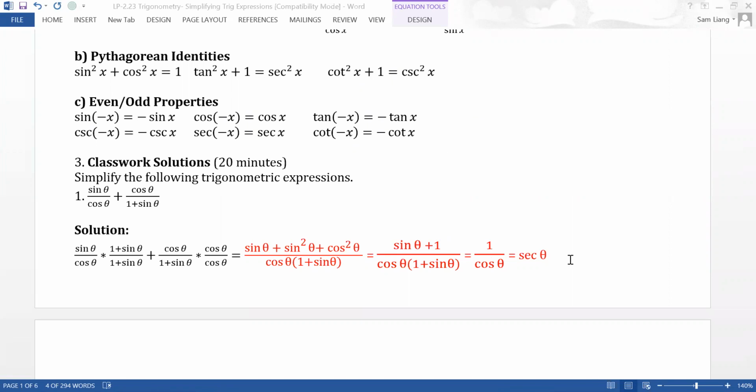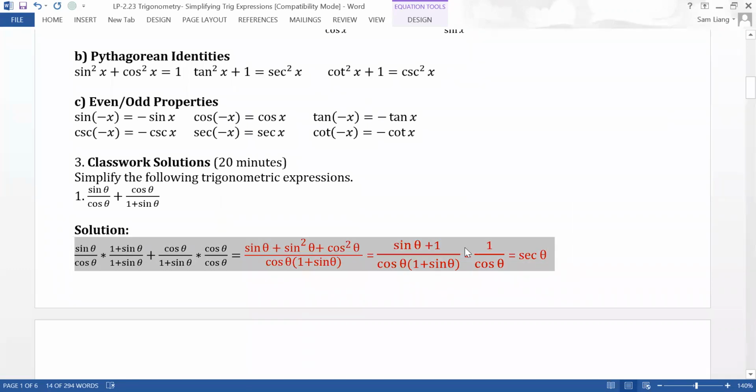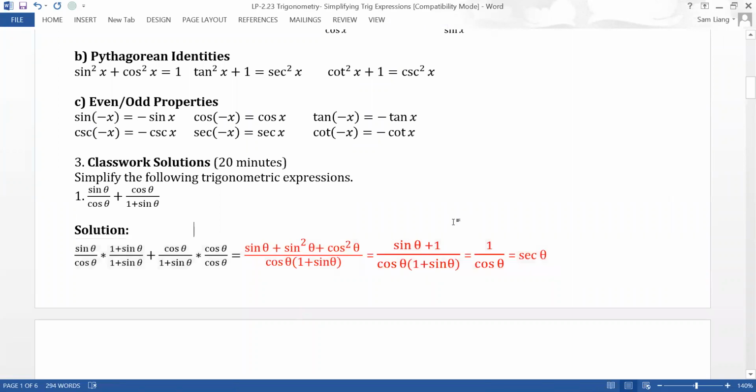Anyone still need the solution here? Okay, if not, I'll move on to question 2. Let me ask initially, did anyone get an answer for question 2?